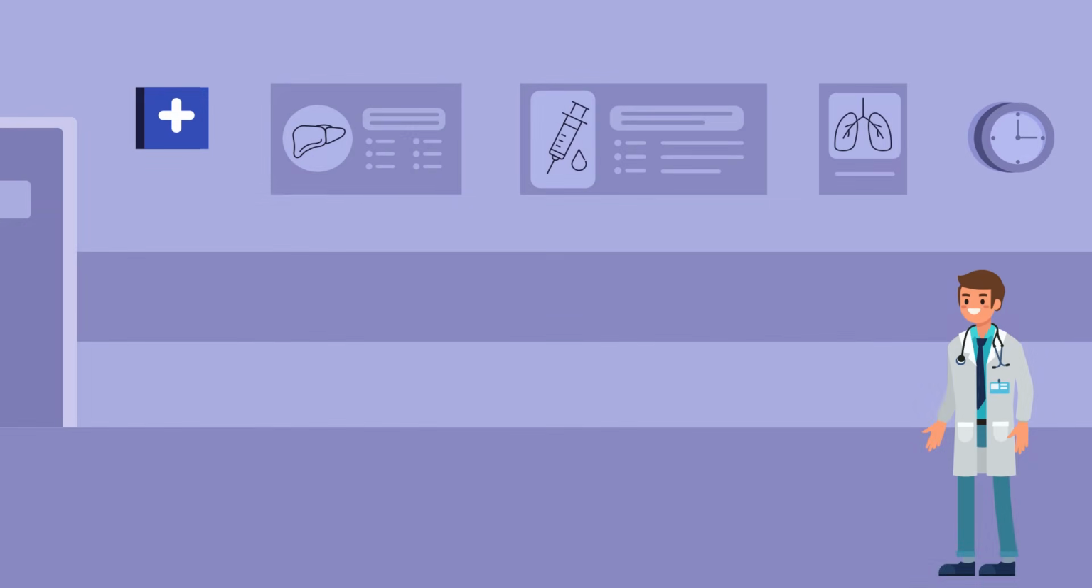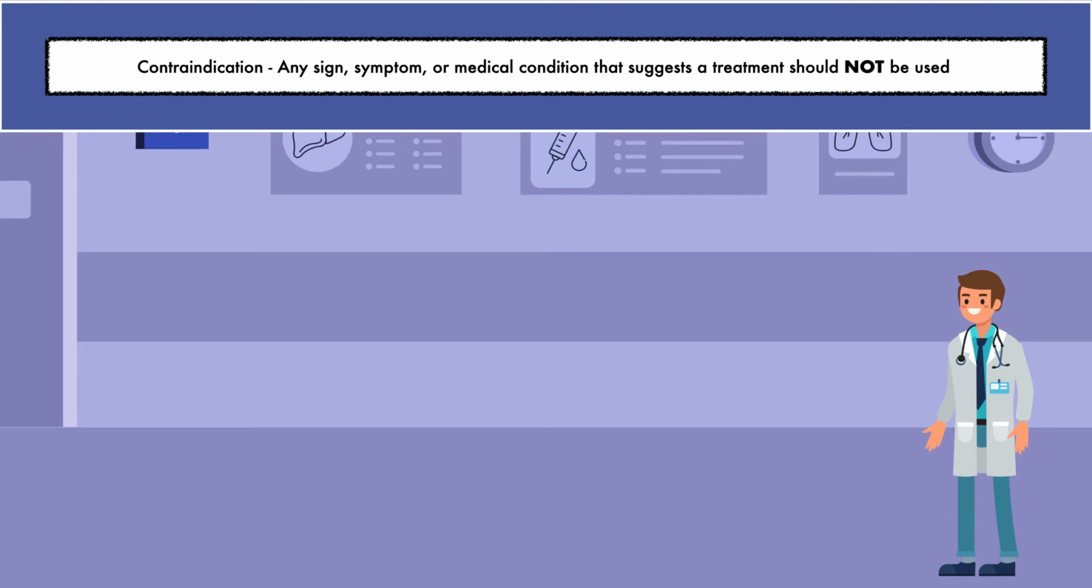Rather than looking for all of the instances where a patient's anatomy and physiology do support enteral nutrition, we can cover condition number 2 by creating a list of the most common examples of when the anatomy and physiology do not support enteral nutrition. These are the contraindications to enteral nutrition, or any sign, symptom, or medical condition that suggests a treatment should not be used. I have broken contraindications down into 4 categories.